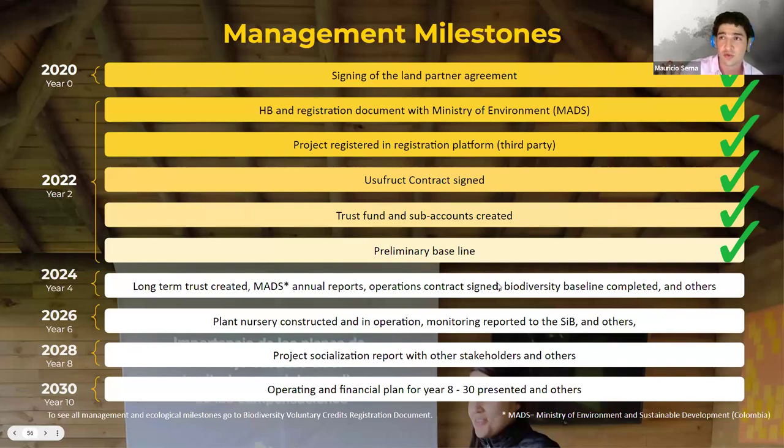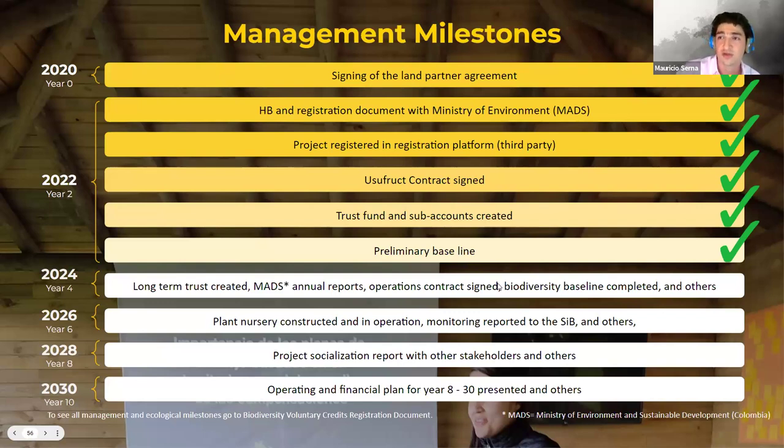So for year 2020, we signed the land partner agreement. And for year 2022, we registered the Habitat Bank with the Ministry of Environment of Colombia. The project was also registered in the registration platform, in this case with Regen Network. The usufruct contract or the easement contract was signed, and the trust with the two sub-accounts was created. And we also did the preliminary baseline. This is the first tranche of milestones that have to be met in order to release the credits.